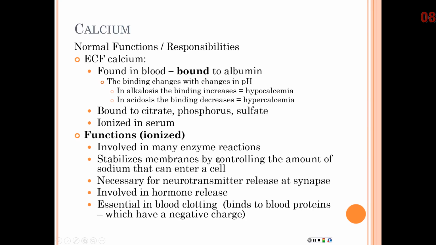Now, the actual functions of ionized calcium are listed here for you. They're pretty self-explanatory. I'm not going to read them all through, just recognizing if you need them for enzyme reactions, if you have too much, those enzymes are going to get used up. We talked about that with impaired calcium homeostasis back in chapter 2. So we're really just reinforcing some of what we've already done with calcium. It stabilizes membranes by controlling the amount of sodium that can enter the cell. So when I talk about stabilizing membranes, I'm talking about excitable cells. Needed for neurotransmitters, hormone release, and of course it's involved in blood clotting.